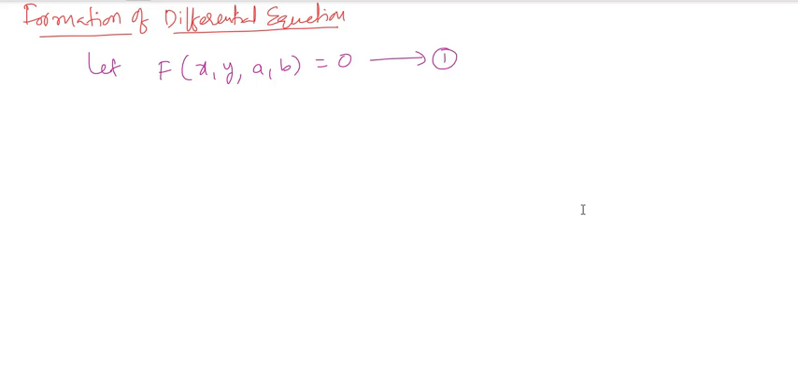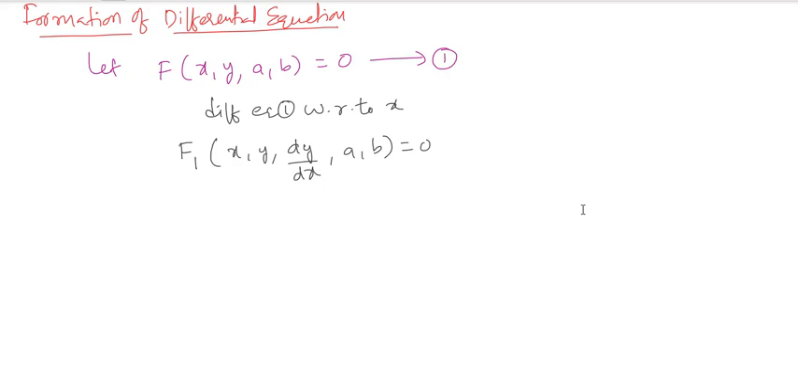Yeah. So now you need to differentiate equation 1 with respect to x. If I do the differentiation with respect to x, I take it as the first order differentiation, which is f1, so it is f1 of x comma y. With respect to x, when I differentiate, y becomes dy by dx, comma a comma b, which is equivalent to 0. You take this as equation 2. Am I right or not?